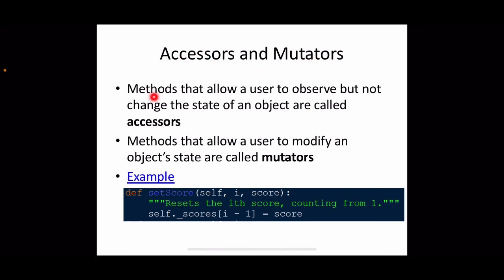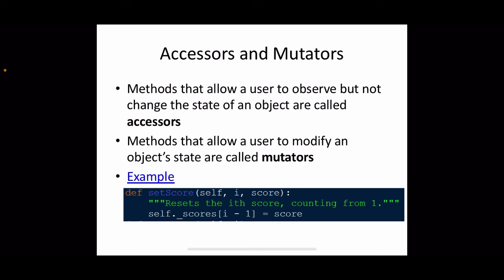And let us see two more new terms, accessors and mutators. So methods that allow a user to observe but not change the state of an object are called accessors. So we can see the current state of an object using this accessor, but we cannot modify it. Just for example, in our case, display the name of an object. Such a method can be there in a class, right? Just to display, we can see the name of a particular object using that function, but never can we assign a new value or a new name for that object. Such methods are called accessors.